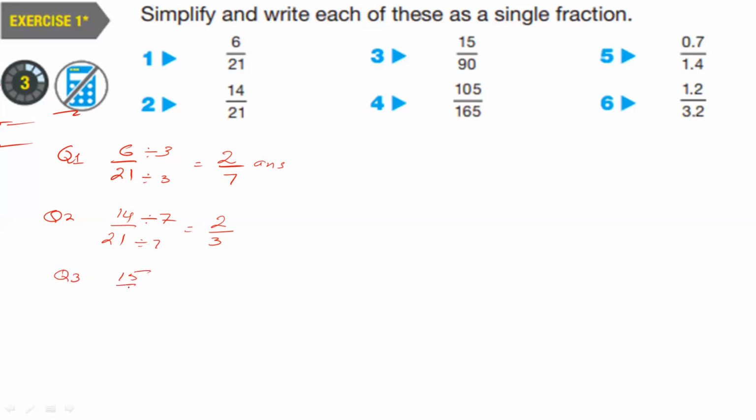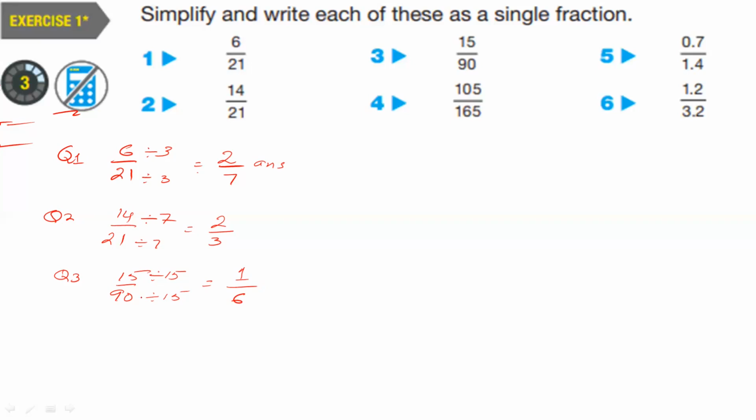Question 3: 15 upon 90. Now we think again of the highest number, the highest common factor of 15 and 90. What should be that number? I think if we divide both numbers by 15, we get the simplest form. So 15 times 1 is 15, 15 times 6 is 90. So what we write here, 1 upon 6 is the answer for question number 3.